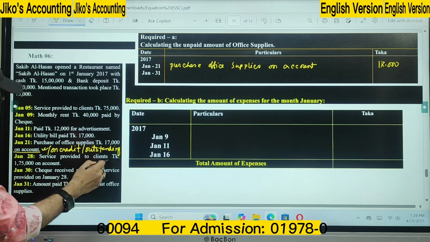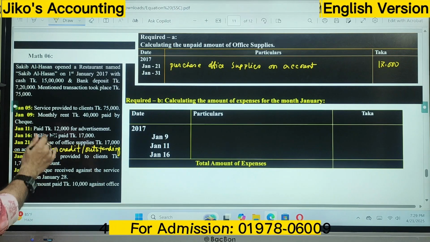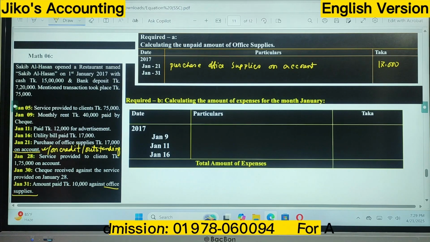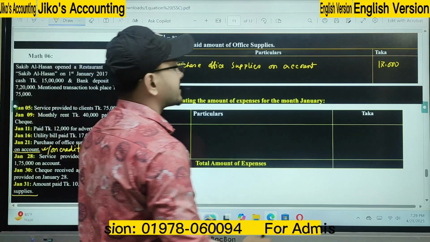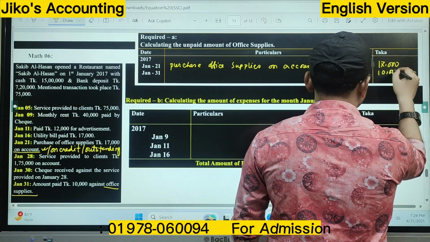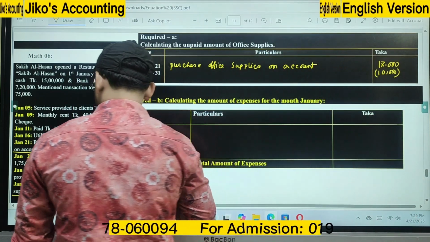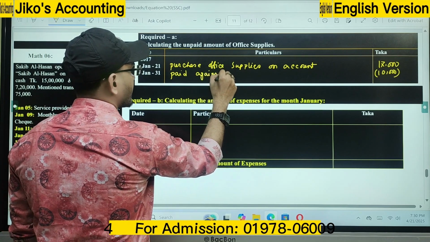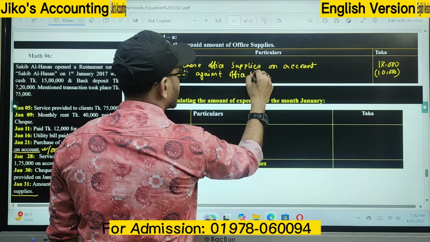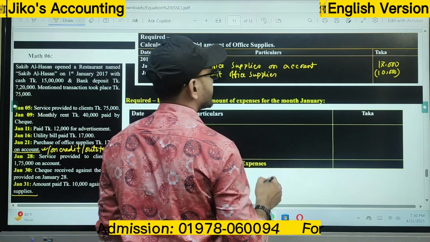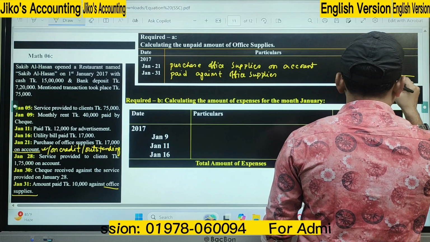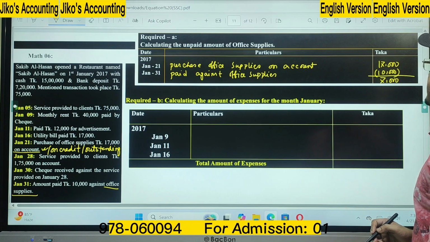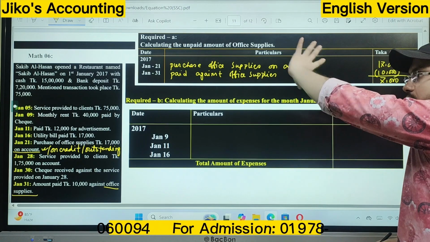Now we have to figure out whether we have paid anything. Service provided to clients, check received against service provided, is not relevant to the office supplies. Amount paid taka 10,000 against office supplies. Can you see how much we have paid? 10,000. Paid against office supplies. What is the amount here, sir? 7,000. What is our amount here? Total, the unpaid amount of office supplies is 7,000. Is it okay, sir? Our first requirement is done.